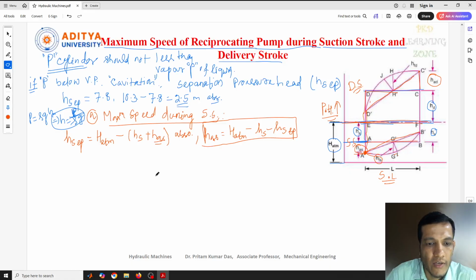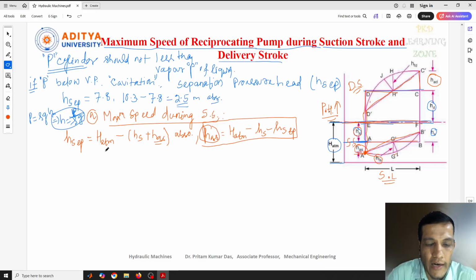Now here, if you see the value of H separation and the value of the suction head H suction, mostly it will be given. If it is given, then we can calculate the H separation from that. So HAS we can calculate by using this formula, because this value is known and this value is given. We can easily calculate the HAS value. This is the pressure head due to acceleration at the suction pipe.